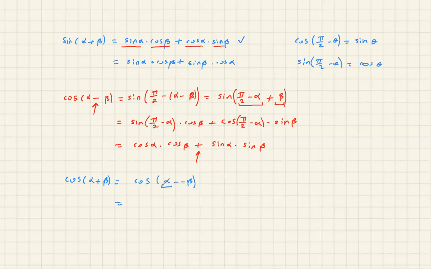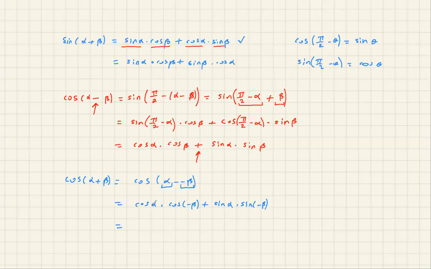In this case, I'm going to take this as my first angle, and then I'll take this as my second angle into this identity. So it says cosine of the first angle, which is cosine alpha, times cosine of the second angle, which is cosine of negative beta, plus the sine of the first angle, which is sine alpha, times the sine of the second angle, which is sine of negative beta.